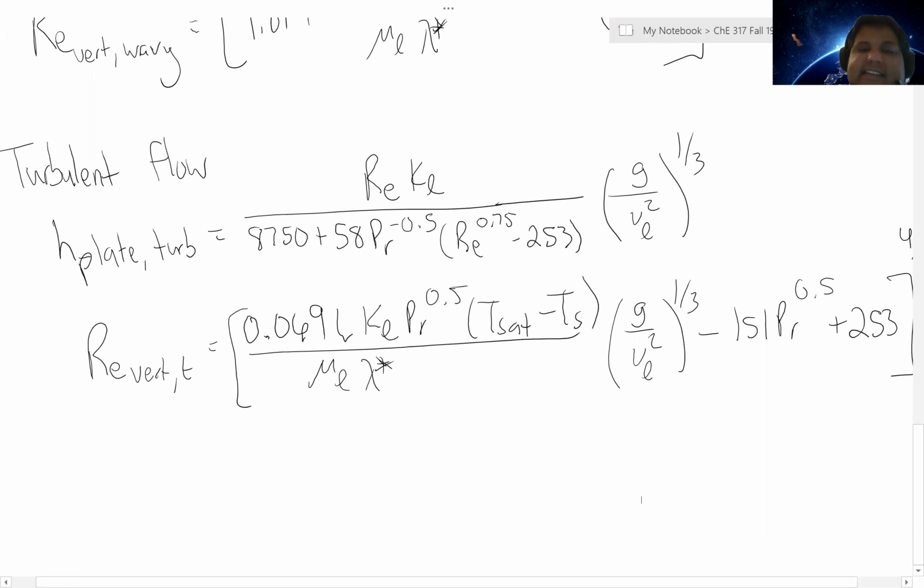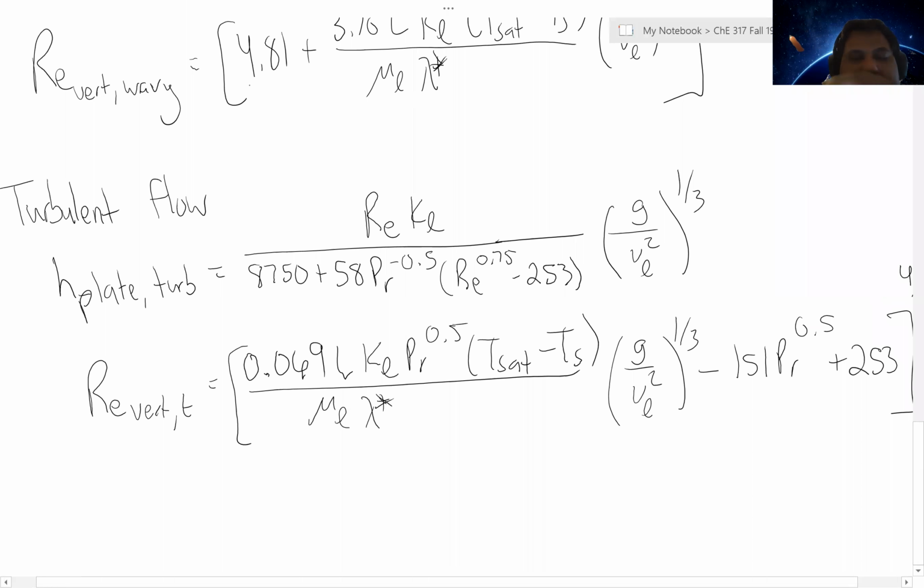So with a lot of these systems, what you have to do is guess whether it's laminar or turbulent flow, and solve for the Reynolds number. So probably using the vertical wavy or the vertical turbulent expression if you think it's going to be one or the other. Then that will tell you whether you're right or not. And based on the Reynolds number, you solve for the heat transfer coefficient and then eventually the heat transfer rate.